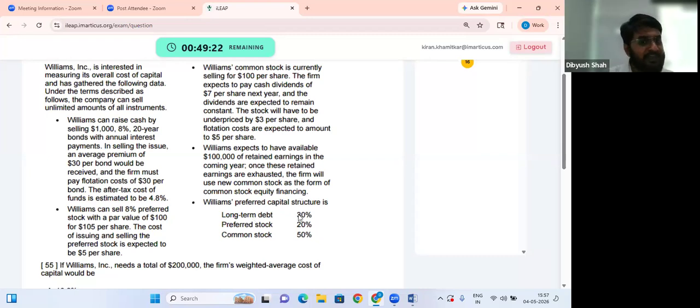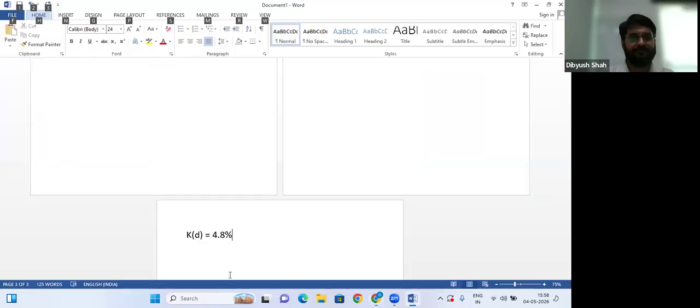Now see, the capital structure is given. They want 30% of debt. They have directly told you 0.30 debt, 0.20 preferred stock and 0.50 equity. How much does Williams need? Total of 200. What should be the firm's weighted average cost of capital?